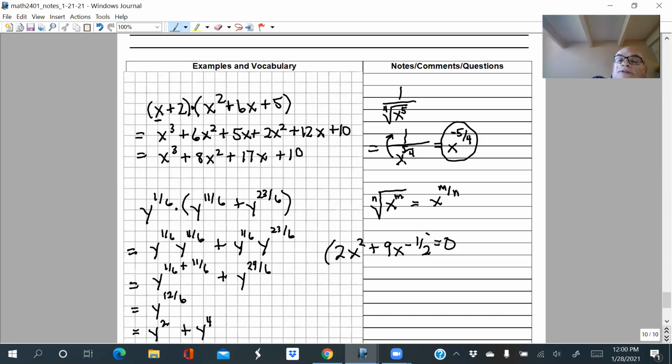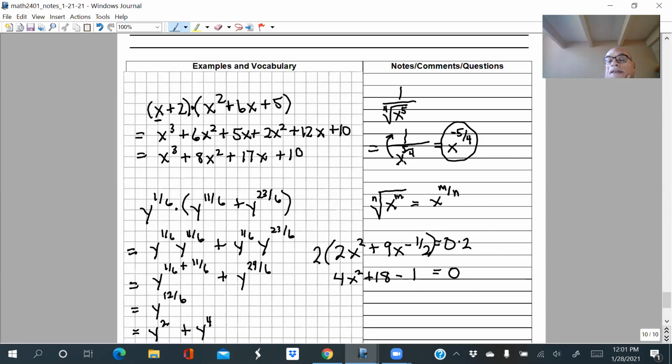Right. So I'm just going to multiply both sides. Don't forget to do it on both sides. I'm going to multiply both sides by 2. Of course, 2 times 0 is just 0, so no effect on the right-hand side, which is good because we want the right-hand side to be 0. But on the left-hand side, we get 4x squared plus 18x minus 1.